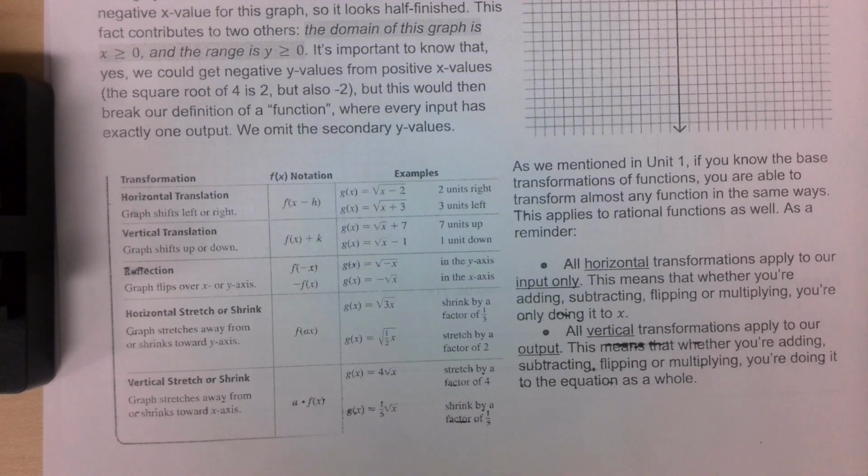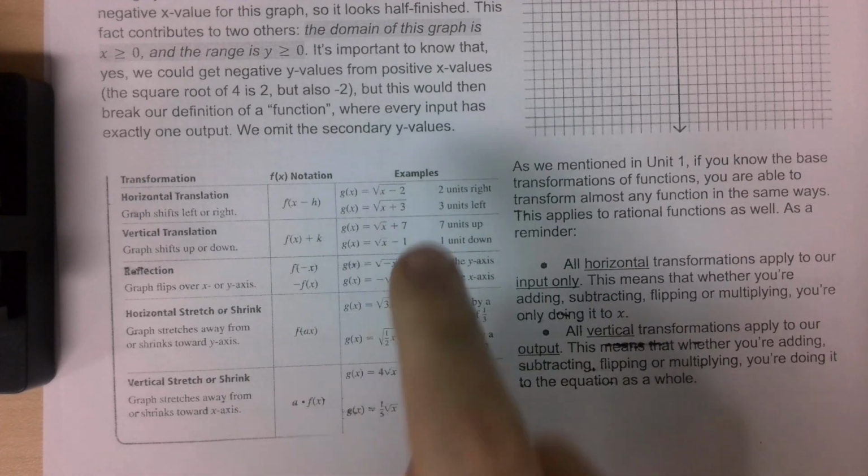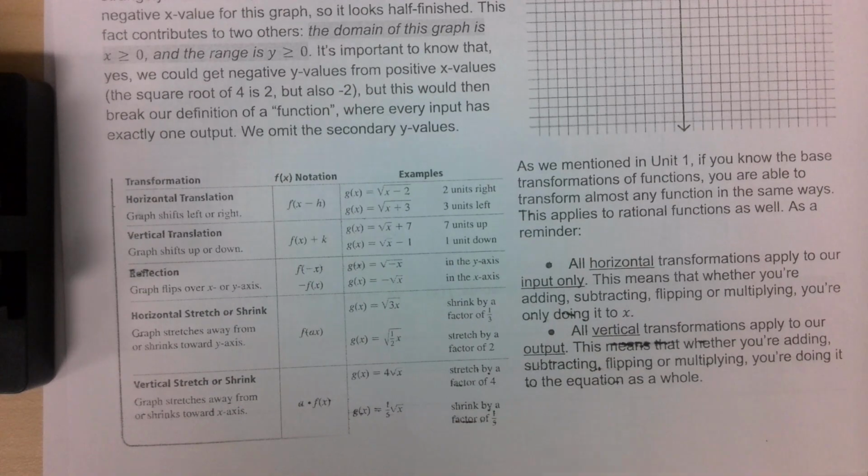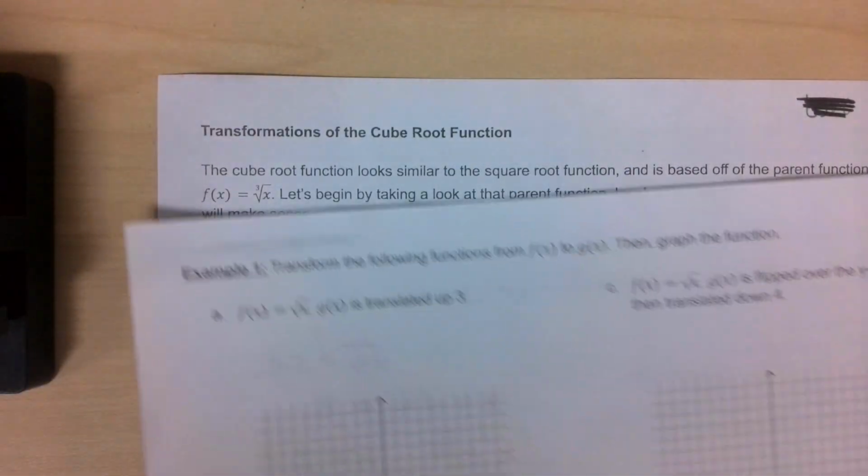As for vertical transformations, those apply to everything. So it means your entire problem is getting 7 added to it, or is getting multiplied by 4 in this example. Let's flip the page and see some of these transformations in action.